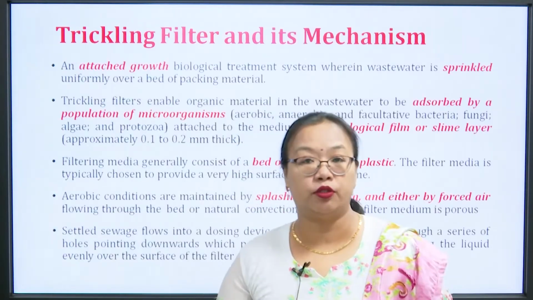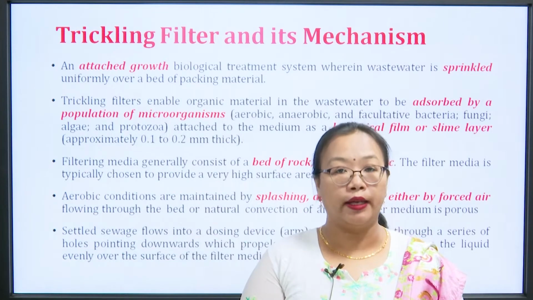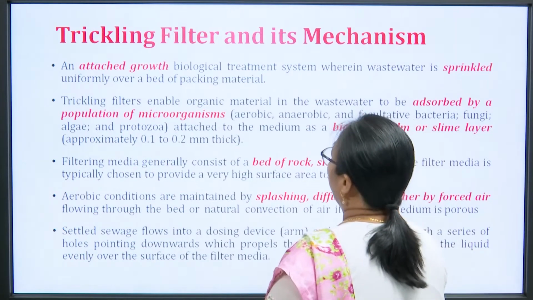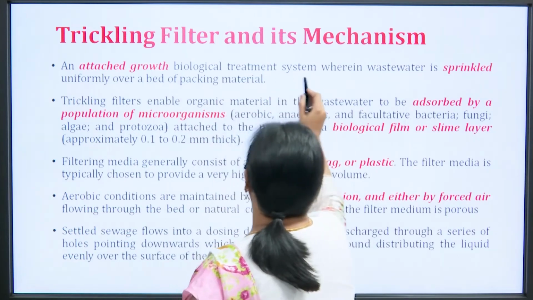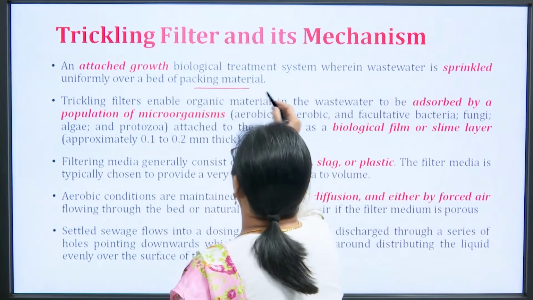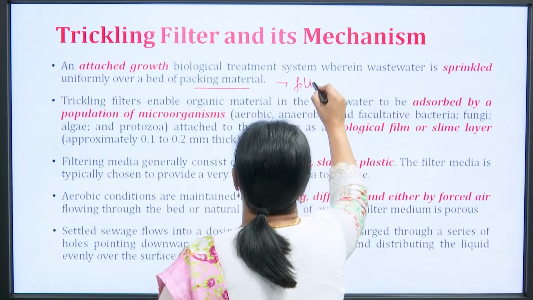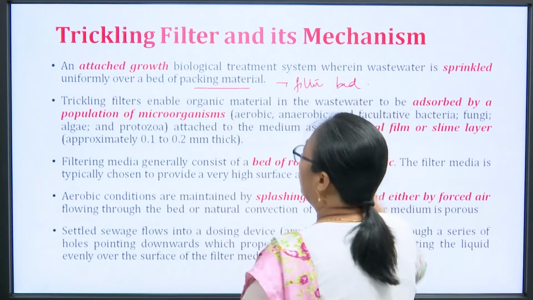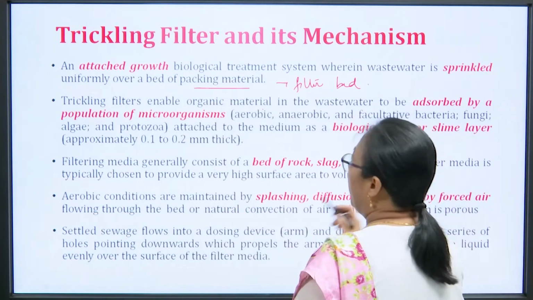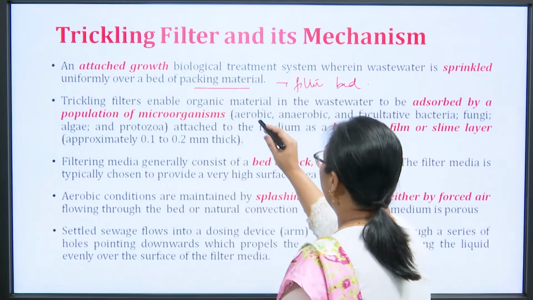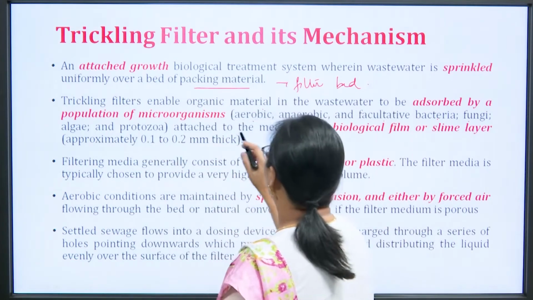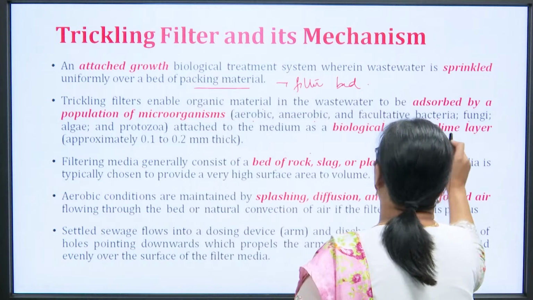So, let us talk about filtering media, trickling filter and its mechanism. As I already discussed before, trickling filter is an attached growth biological treatment system wherein wastewater is sprinkled uniformly over a bed of packing materials, or as you can say the filter bed. Trickling filters enable organic material in the wastewater to be absorbed by a population of microorganisms, either aerobic, anaerobic and facultative bacteria, fungi, algae and protozoa attached to the media as a biological film or slime layer.